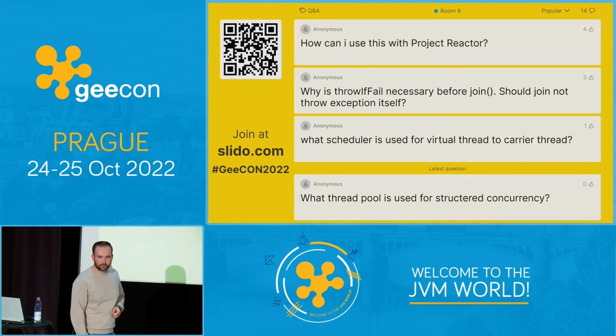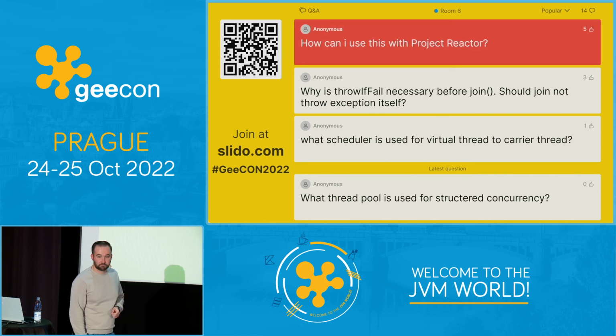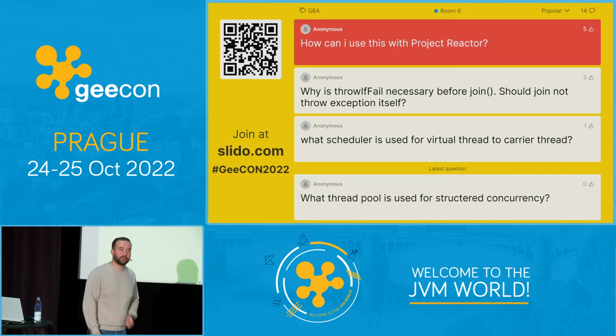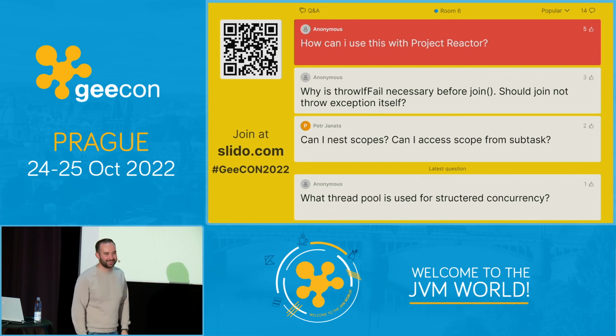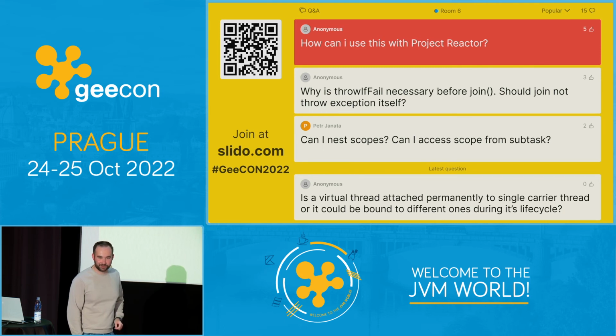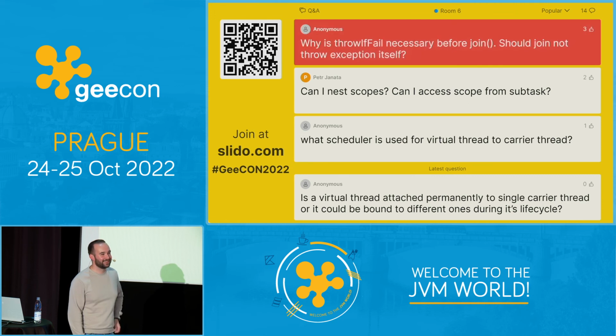How can I use this with Project Reactor? Never tried Project Reactor, so I don't really know. Some people here say you don't, so just use virtual threads, I guess. Reactive programming and virtual threads do not really combine well, so you don't want to. It's even better.